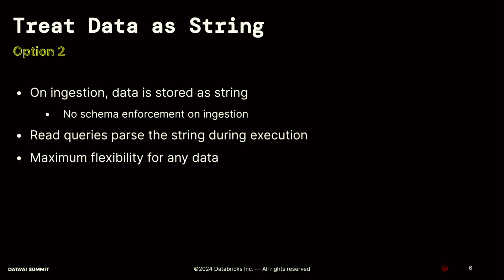And here, on ingestion, we don't care anything about the schema. We just stuff it into a string, and we can save it into the table however we want, because there's no schema inference, there's no schema enforcement on ingestion. So this is very easy and very flexible. And when you do the read queries on that data, during the query execution, we'll have to parse that JSON string and pull out the data we want in order for the rest of the query to execute. So in this approach, it's very flexible. We can take any data in, and we'll just deal with the schema later.